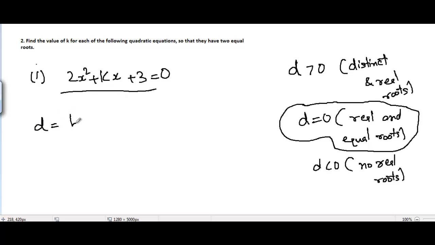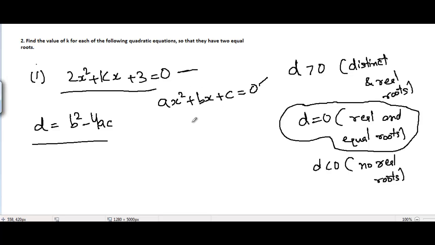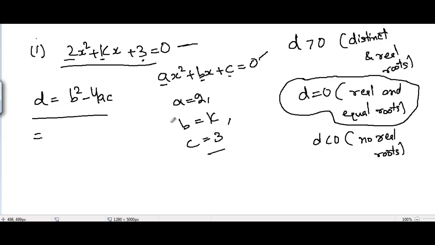We have discriminant equal to b squared minus 4ac. This is the formula for the discriminant. In order to find the values of a, b and c, we compare this quadratic equation with the general quadratic equation, which is ax squared plus bx plus c equal to 0. Comparing both of these equations, we get a equal to 2, b equal to k, and c equal to 3. So the value of D is equal to b squared, which is k squared, minus 4 times a, which is 2, times c, which is 3.